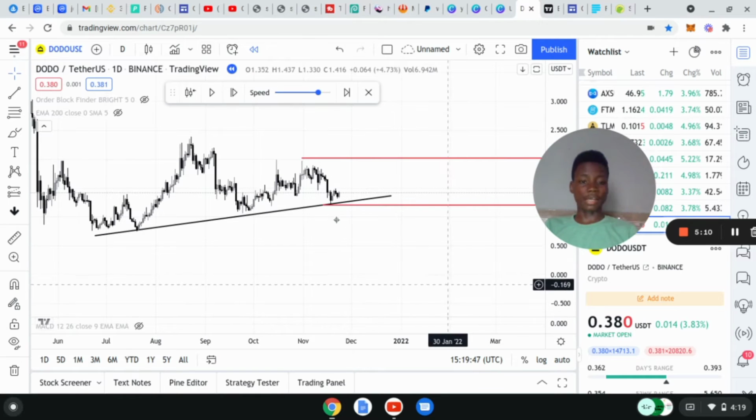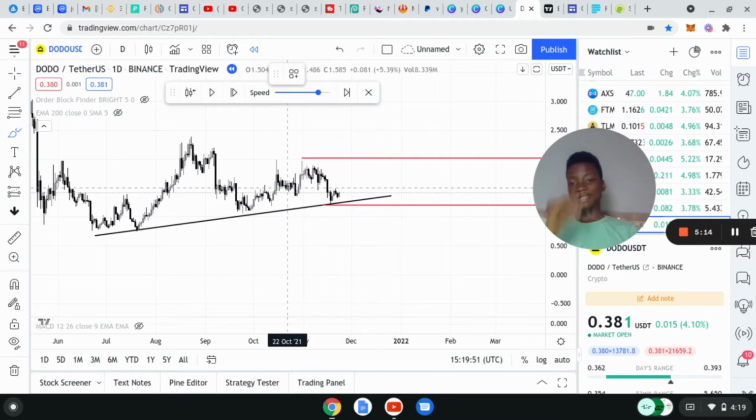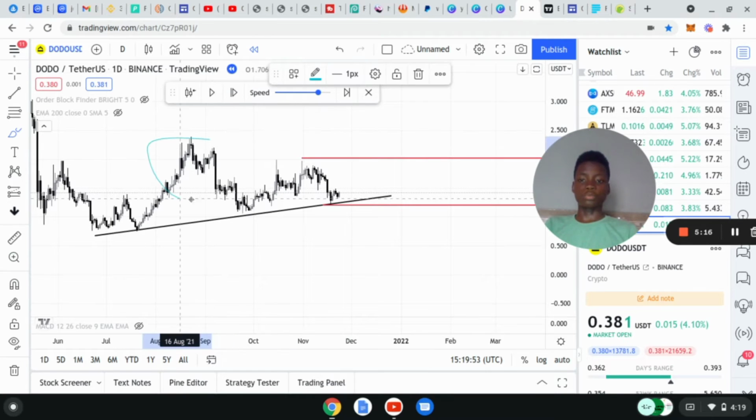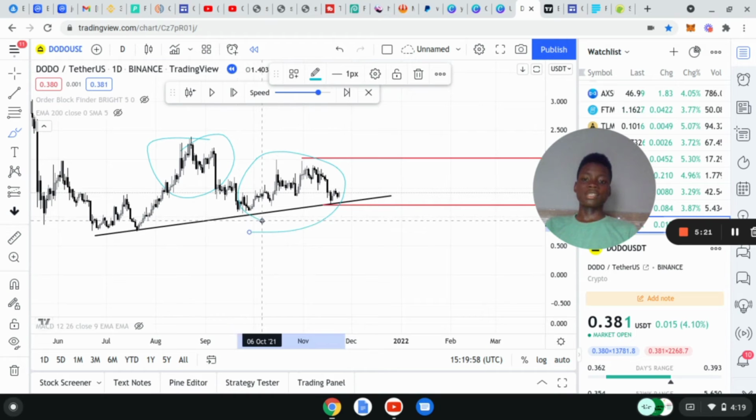I have a point that I'm looking at. I don't know whether you get what I'm saying. Because like I said, price failed to break this high and it has been consolidating within here since. This is showing me that buying pressure is getting slow and sellers are stepping in.